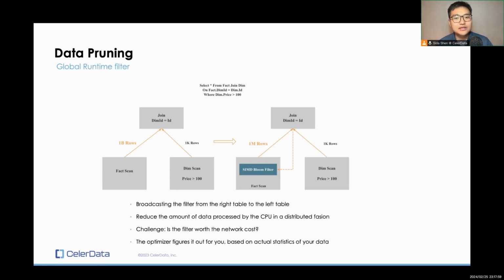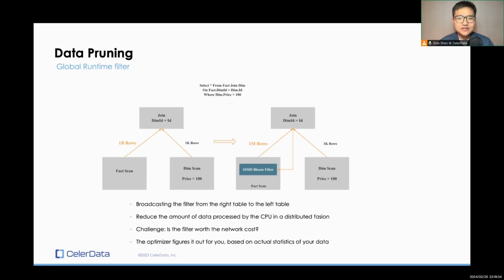So how do we get all of the nodes that contain the fact table to know about this predicate information? The first way: if the price column is also in the fact table, it becomes a lot easier. Just send the predicate over and call it a day. But what if the price column is not in the fact table? What StarRocks does is generate a Bloom filter and send it to all of the nodes that contain the fact table.